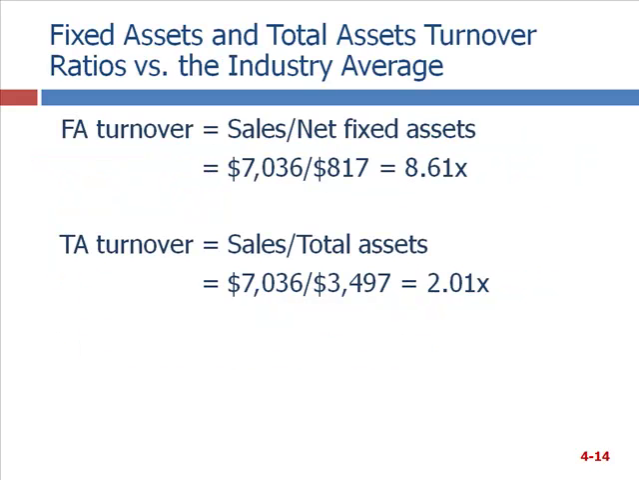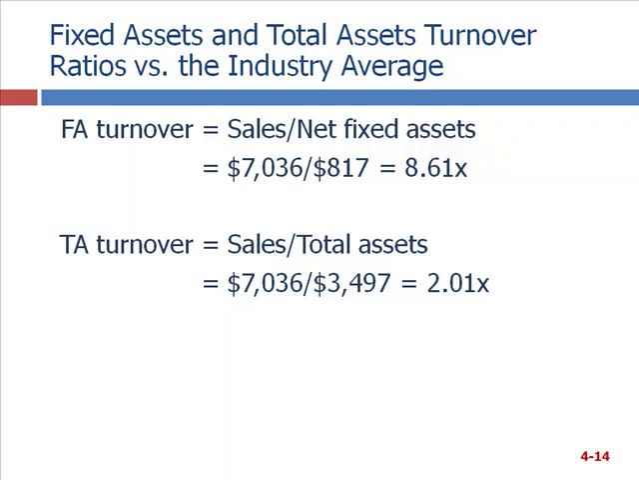Now we move on to a couple of other asset management ratios, and here we're looking at fixed asset turnover and total asset turnover. Here we are looking at how well are we using those assets to generate sales? It's kind of a general indicator.